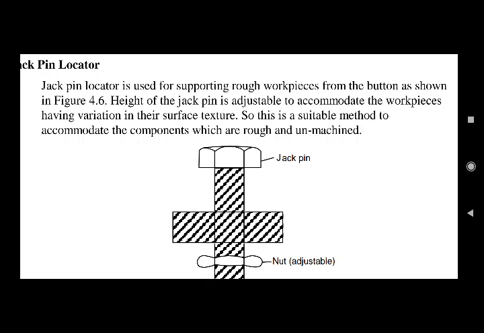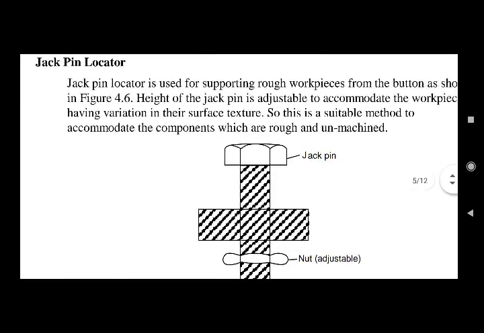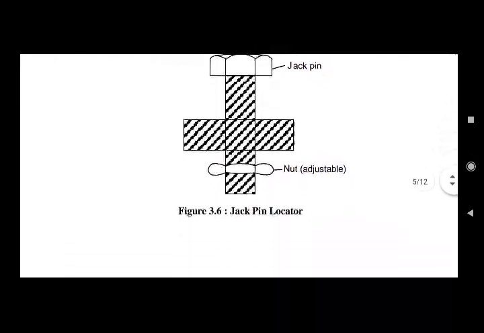Now many times in industry, the condition happens that surfaces provided may not always be on the smoother side. So, for such rough and unmachined components, this type of jack pin locator can be used easily.